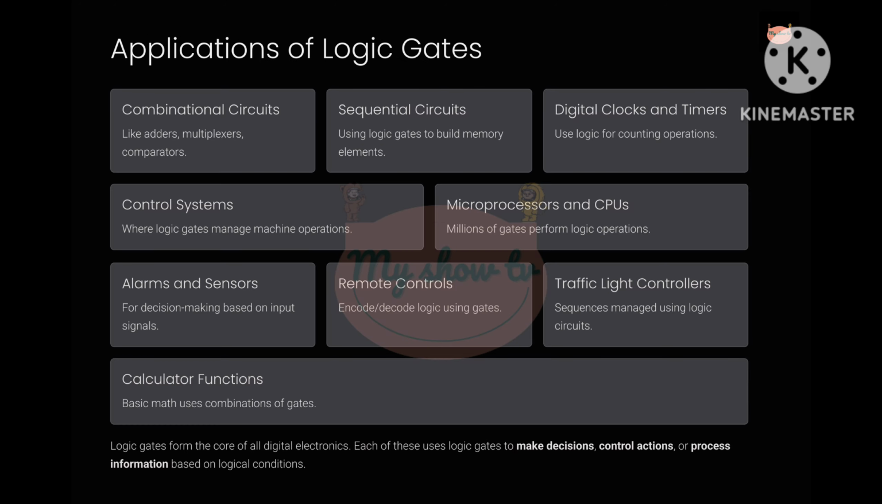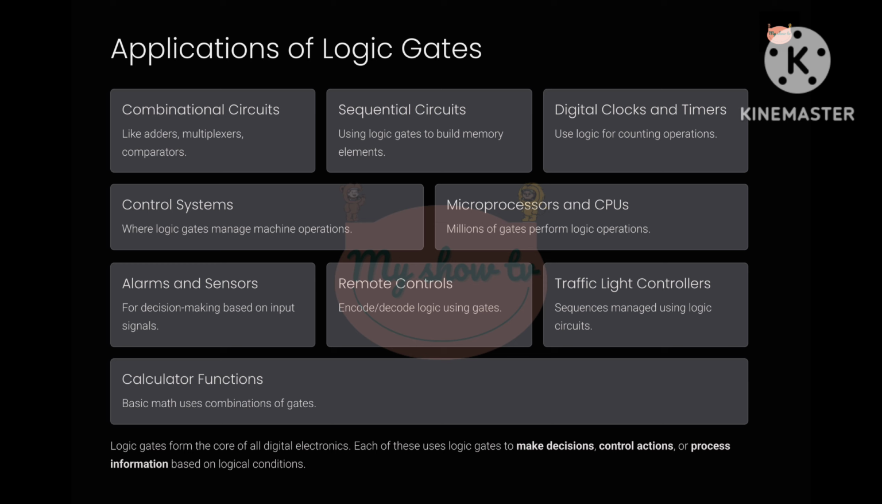Slide 7. Applications of logic gates. Logic gates form the core of all digital electronics. Here are some key applications. 1. Combinational circuits, like adders, multiplexers, comparators. 2. Sequential circuits, using logic gates to build memory elements. 3. Digital clocks and timers use logic for counting operations.